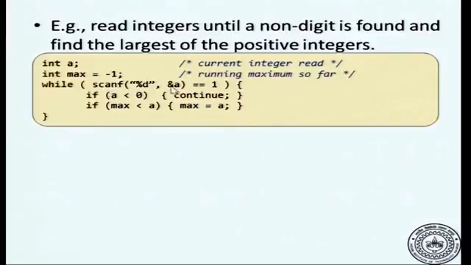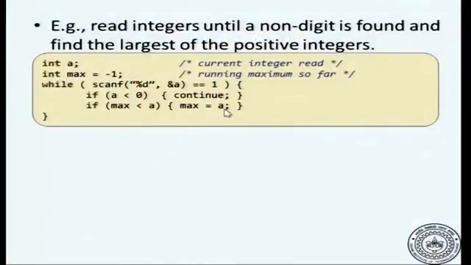So if a number was read, check whether the number is negative. If the number is negative, continue. Continue means go to the next iteration of the loop. Do not do what is remaining in the loop. So if the currently read number is non-negative, you check whether the current maximum is less than the new number. If it is less than the new number, you reset the maximum to the new number.